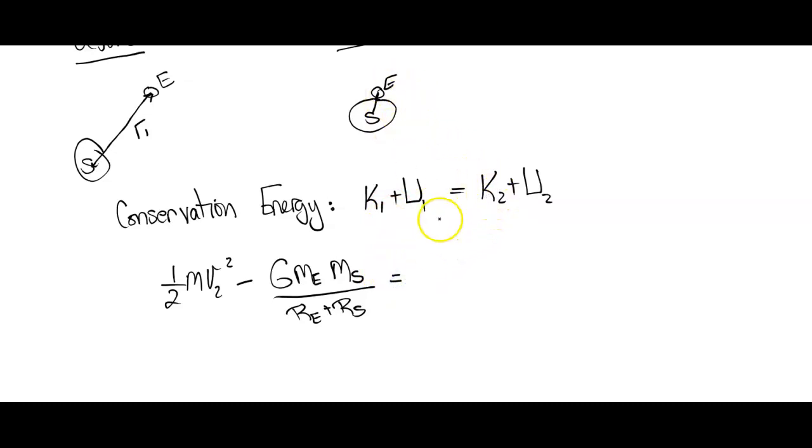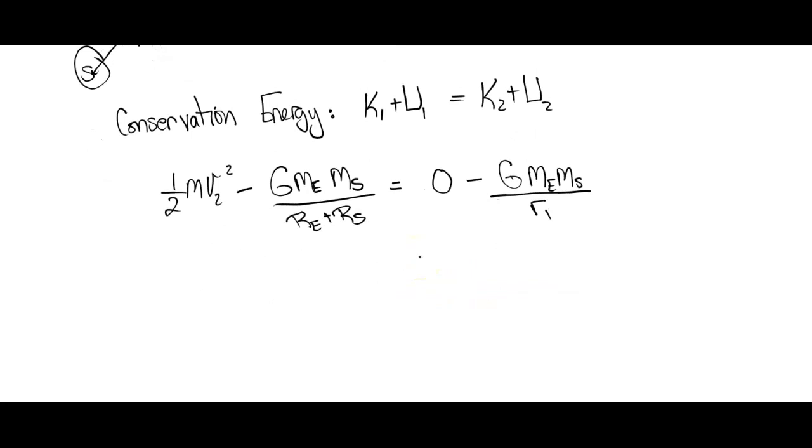In K2, once it crashes, we know the earth is not going to be moving anymore, so that's 0. And then the same for the potential energy: it would be G, mass of earth, mass of sun, over the distance. But before, they had the distance between them, which we're calling R1. So in the case of the after, the distance between the sun and the earth is just from the center of the earth to the center of the sun, whereas before the collision, it's the actual distance from the earth's center to the sun's center.